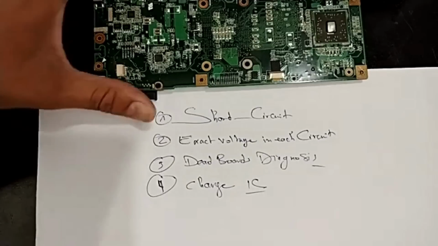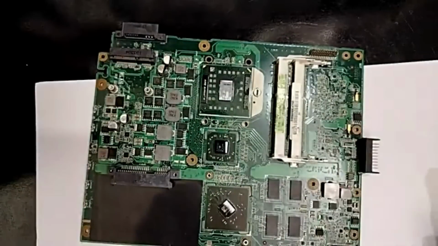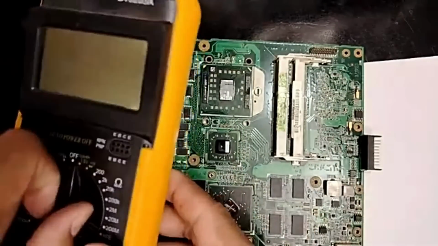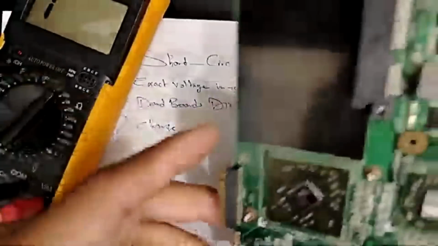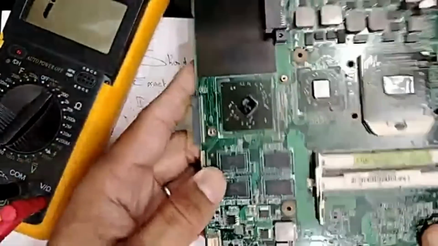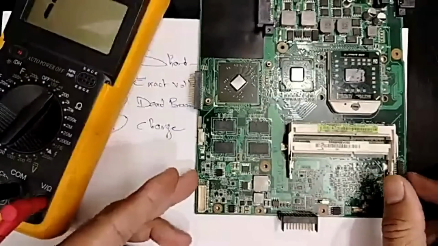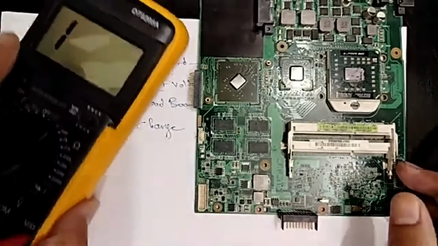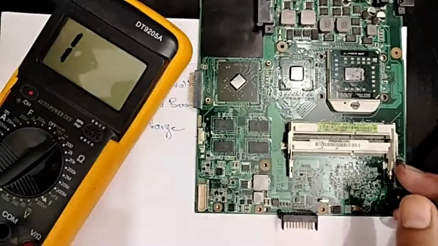How can we approach the short circuit? Easy, my friend. Let me grab my multimeter here and select the continuity option. As I told you before, for the short circuit, always pay attention to coils. We use coils to detect short circuits.